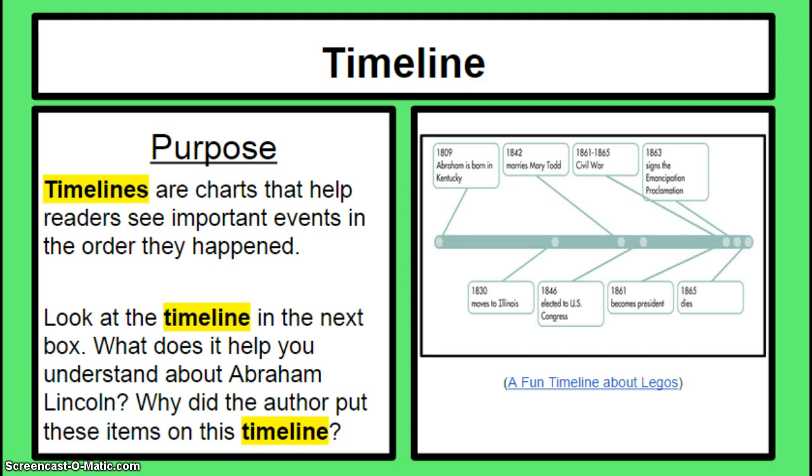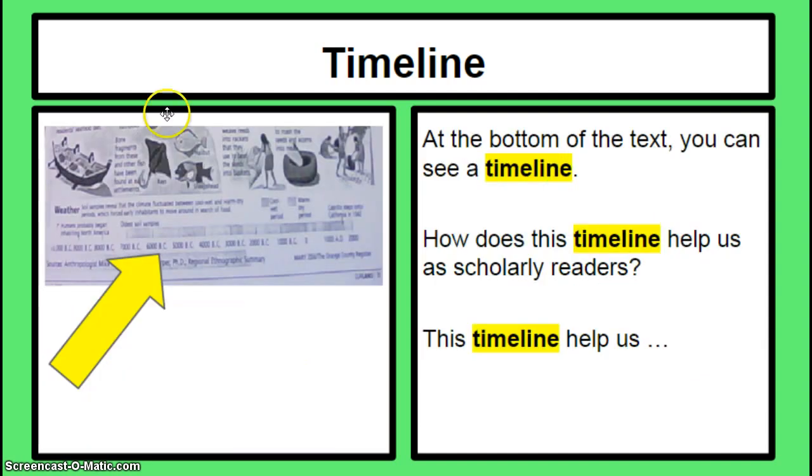Okay, welcome back. Let's look now at the timeline we see at the very bottom of Living Off the Land. Okay, did you find it? Good. If you didn't find it, it's the same one that's in the picture. So at the bottom of the text, you can see this timeline, and it starts a long time ago. It starts at 10,000 BC, where it shows that humans probably began inhabiting, that means living in, North America. So have a closer look now. How does this timeline help us as scholarly readers?